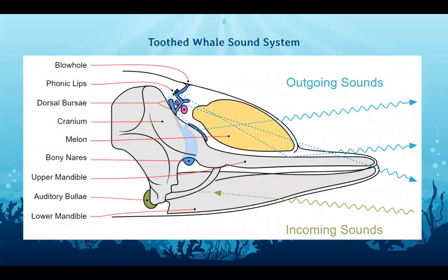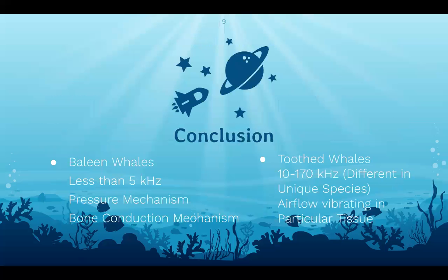The brain structure of the toothed whales is shown in the picture. As we can see, the system is separated into two parts. One is the outgoing system, and the other is the incoming sound system. Accordingly, baleen whales always launch a low-frequency vibration, which is less than 5 kHz, and toothed whales launch a high-frequency vibration, from 10 to 170 kHz, and unique species have some differences.